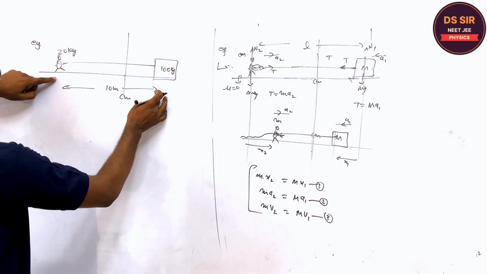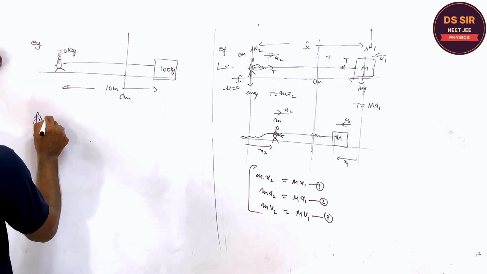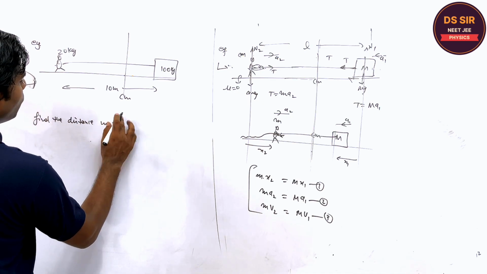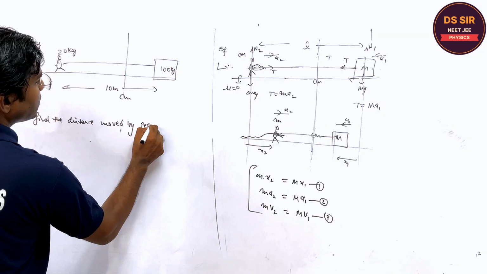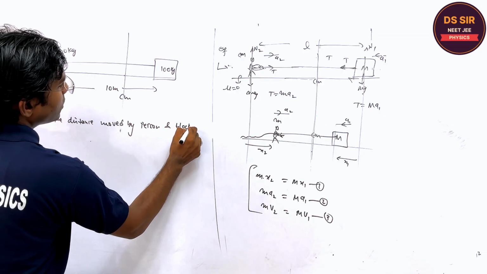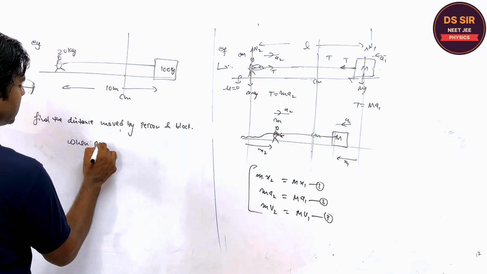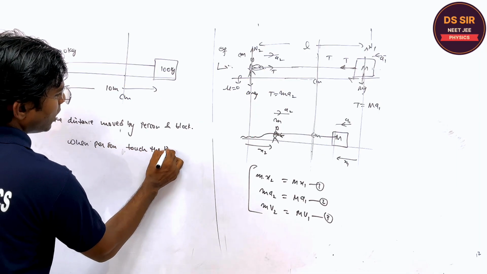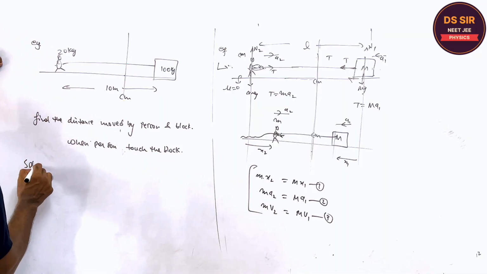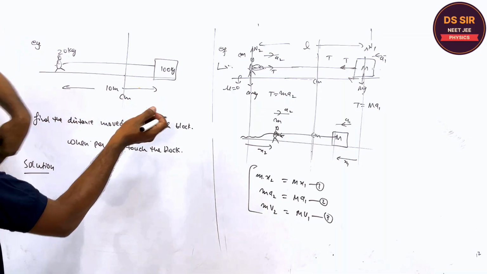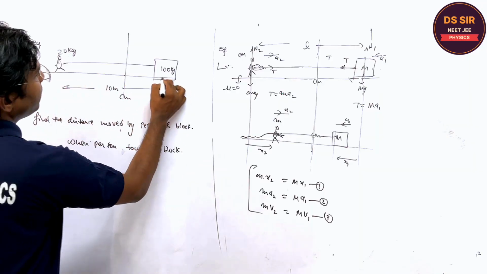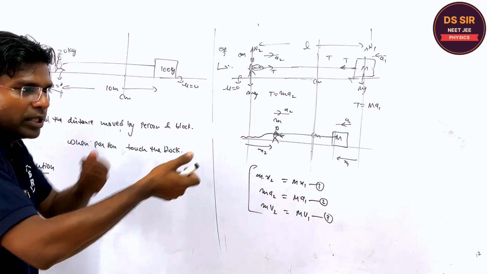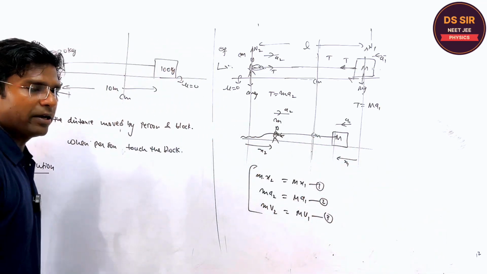When this is the 10 meter rope, find the distance moved by the person and block when the person touches the block. Do you understand the question? Tell me. When he is pulling, they will definitely touch. There is no friction everywhere. So when he is pulling, at some point they will meet. Where will they meet?